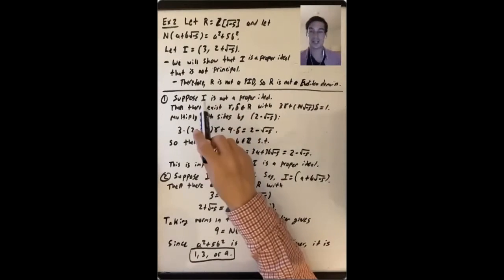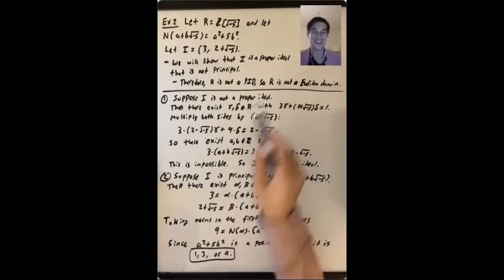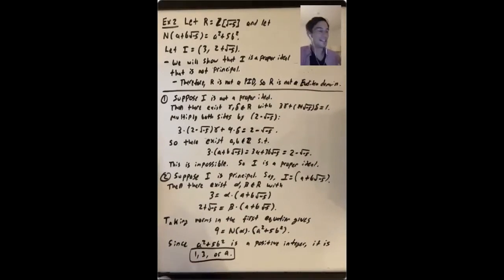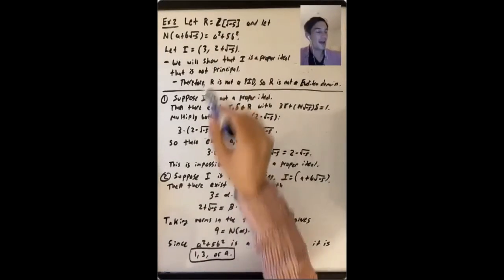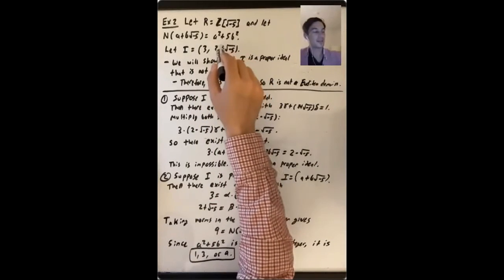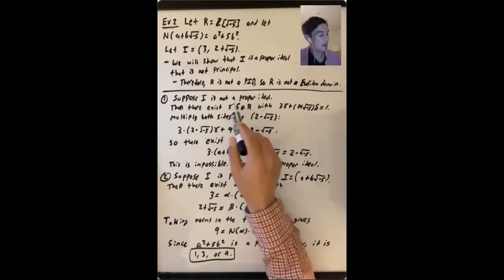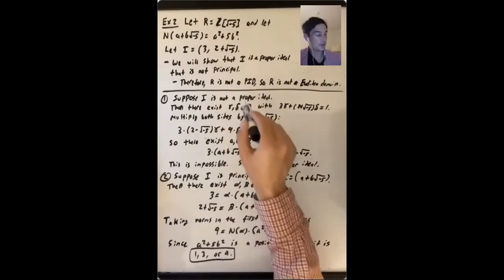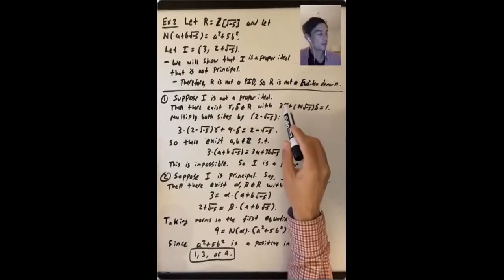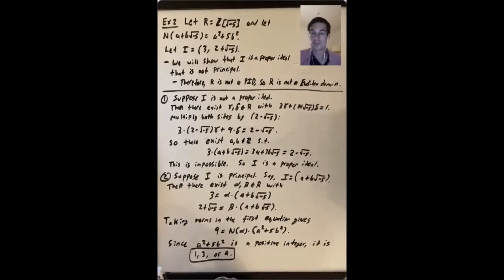Let's argue by contradiction. Let's suppose that I was not a proper ideal, that I was equal to the whole ring. That means that you could write anything in R as something times 3 plus something times 2 plus square root of negative 5. So what would that mean? In particular, if you could write everything that way, you could write 1 that way. So there would be gamma and delta in Z adjoin square root of negative 5, in R, with 3 gamma plus (2 plus square root of negative 5) delta equals 1.